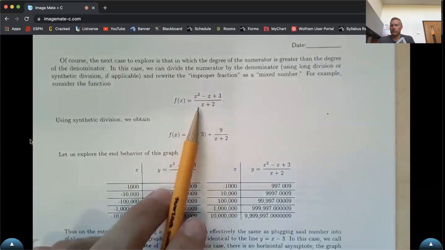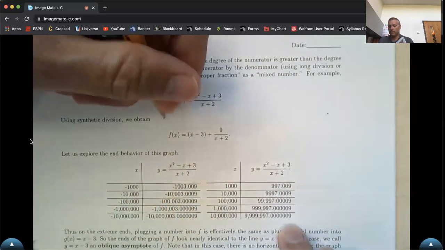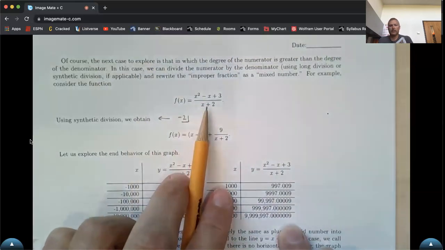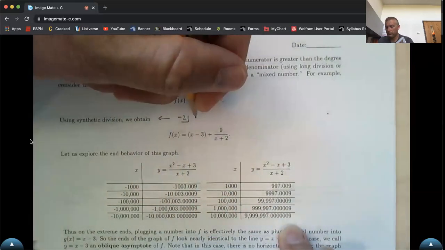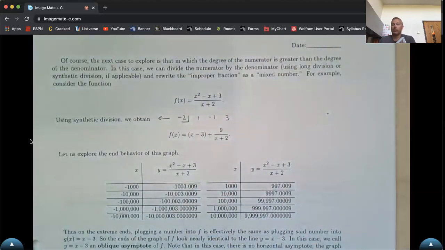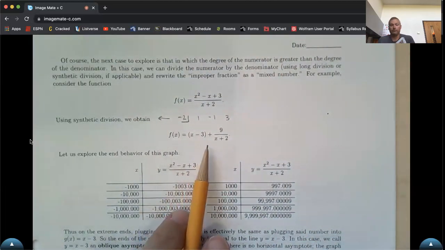Okay, so that's just me doing synthetic division, like negative 2 in the little box, because that's like x minus negative 2. And then doing 1, negative 1, and 3, and doing the synthetic division. This is the result we get.